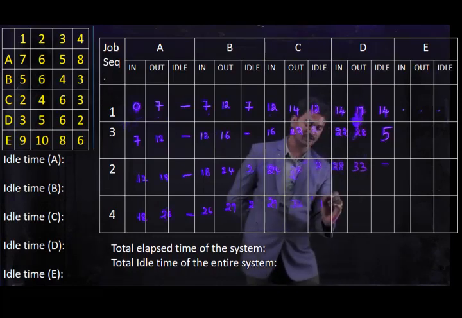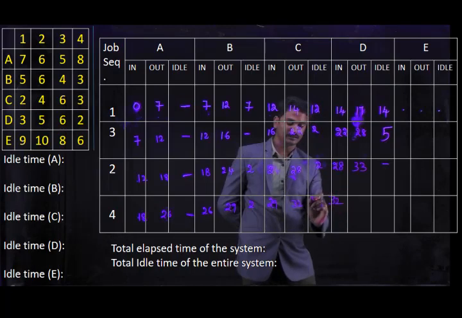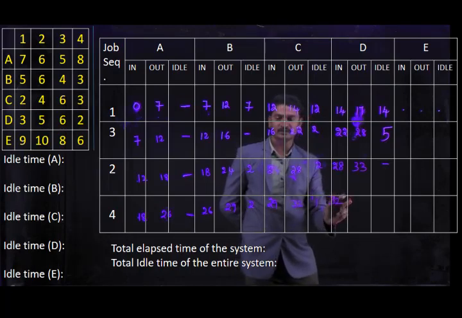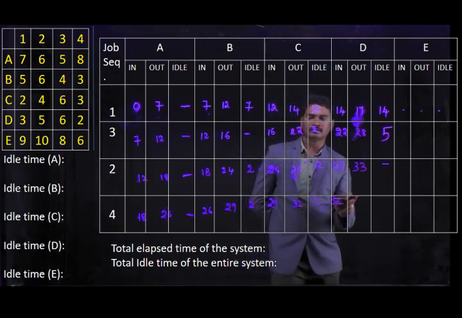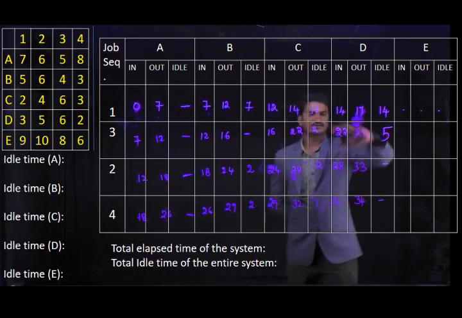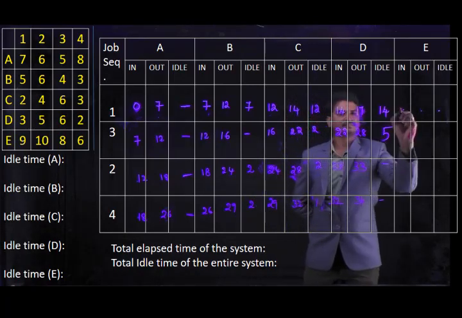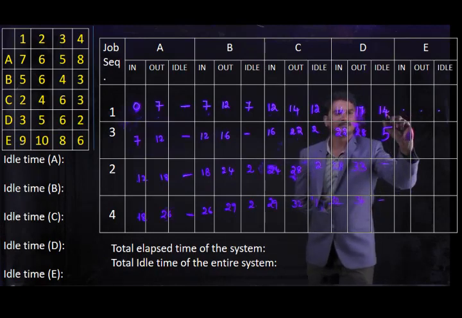Here it was completed at 32, but there is no idle. 33, 32 plus 2, 34. It was completed at the 34th hour. Next, coming to the E, here we are going to start at the 14th hour.